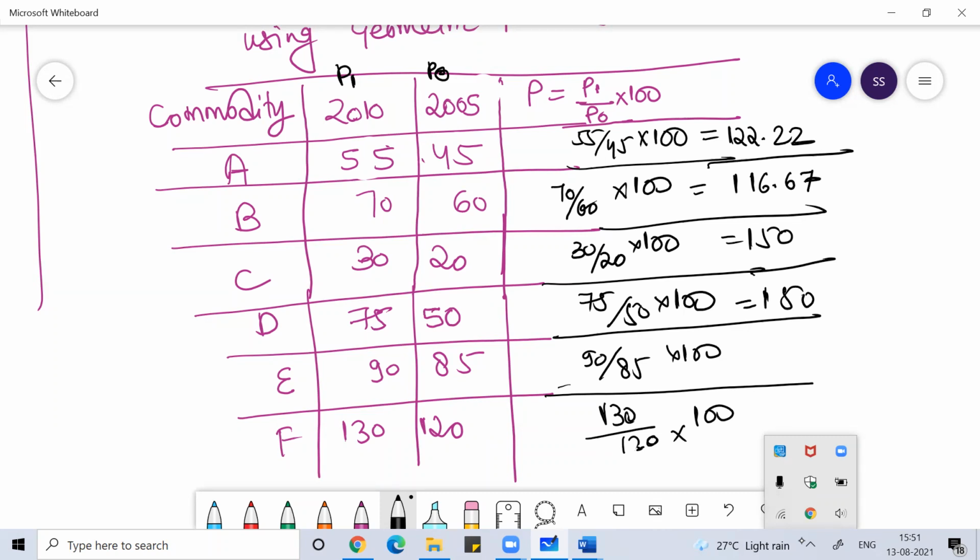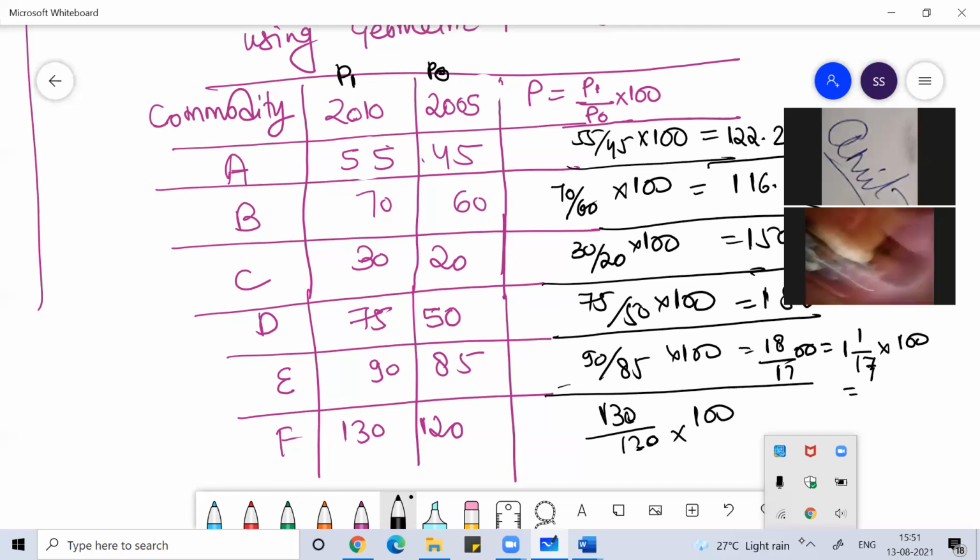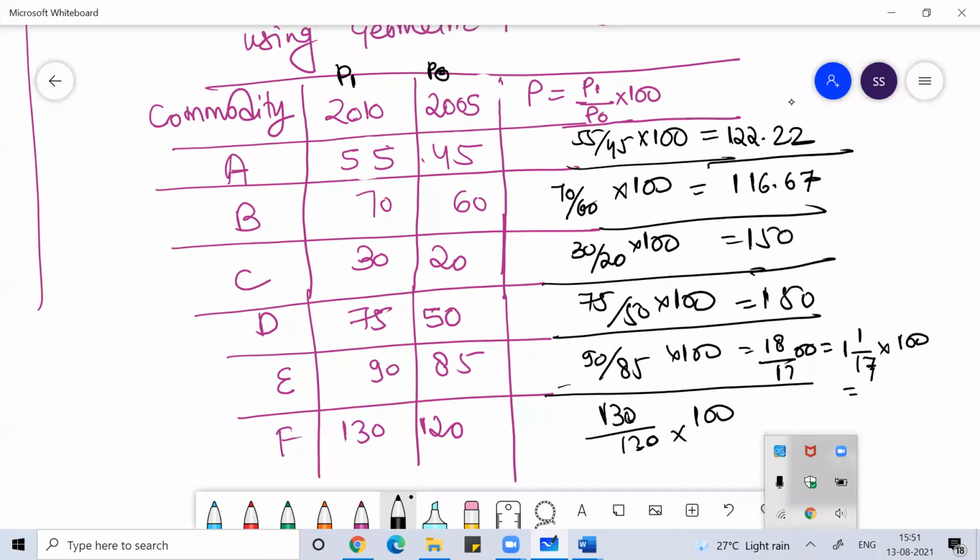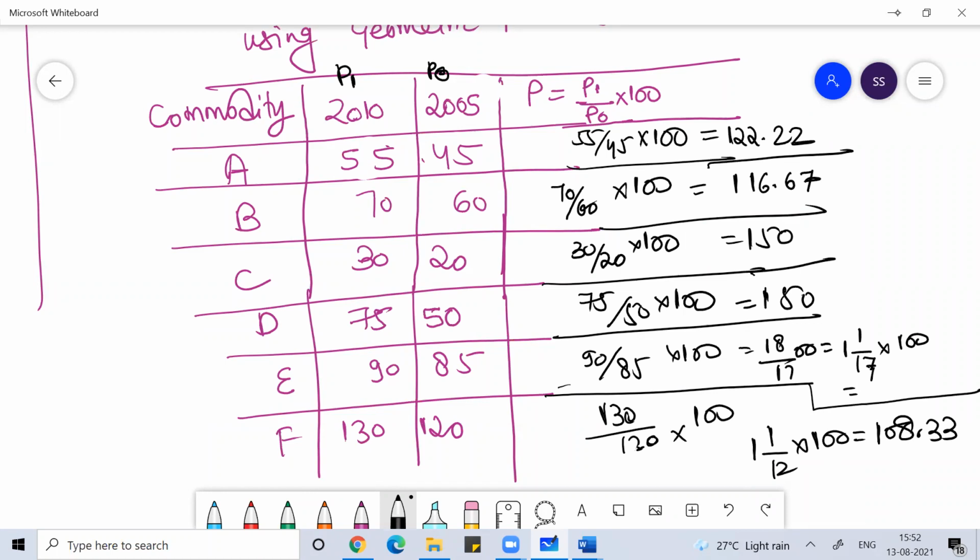Then 90 by 85 is 18 by 17, and 1 by 17 is 0.058823, so it is 1.058823. Then 130 by 120 is 1 by 12 more, and 1 by 12 is 0.0833, so 1.0833. Clear, everyone?